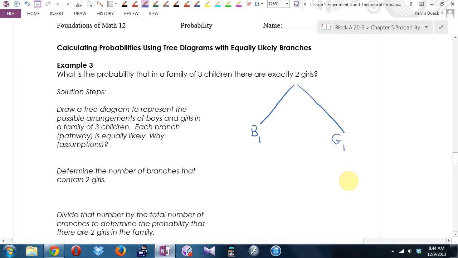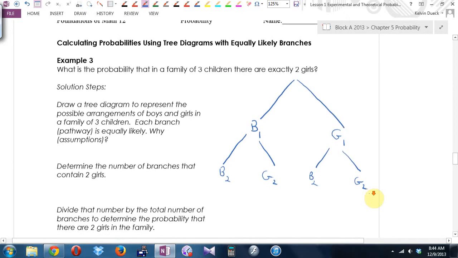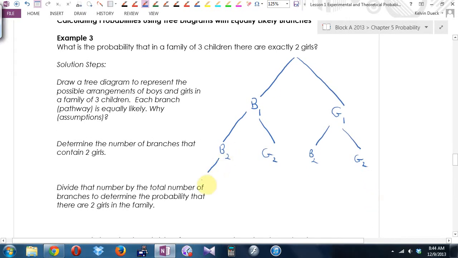Then let's represent the second child. Boy 2, girl 2, boy 2, girl 2. The third child: boy 3, girl 3, boy 3, girl 3, boy 3, girl 3, boy 3, girl 3.